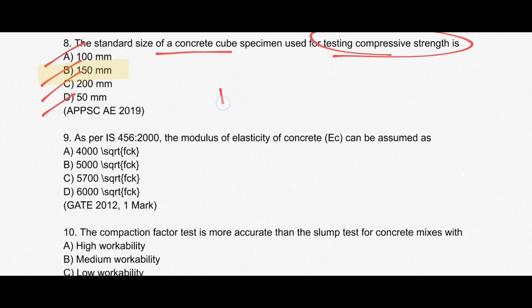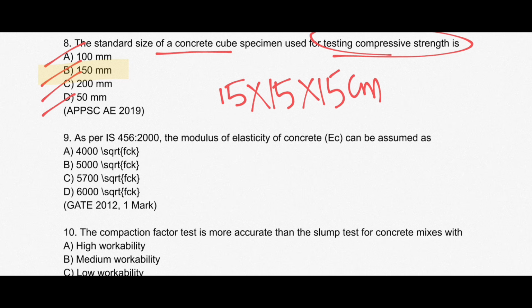మనకి క్యూబ్ యొక్క సైజ్ ఎంత, 15 in centimeters or else 150 mm by 150 mm by 150 mm. అది క్యూబ్ యొక్క dimensions, standard dimensions in order to test the compressive strength of the concrete.